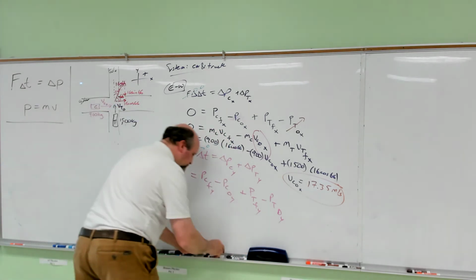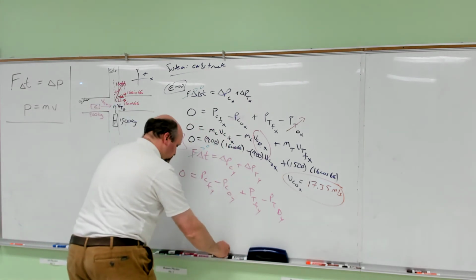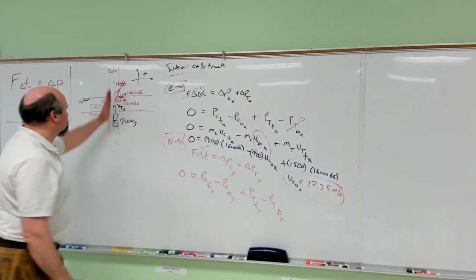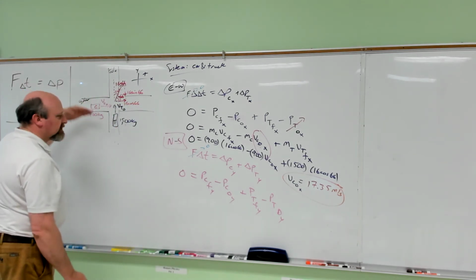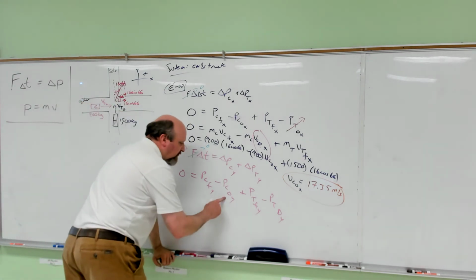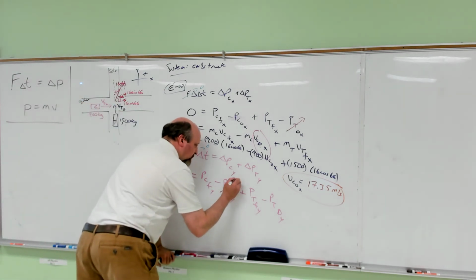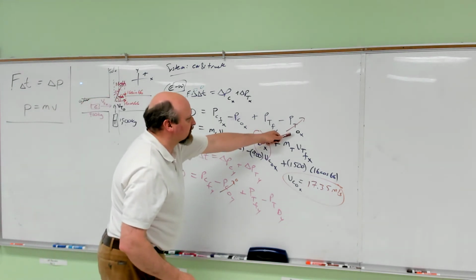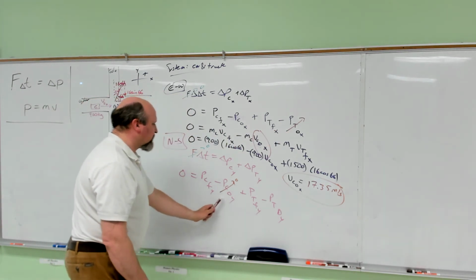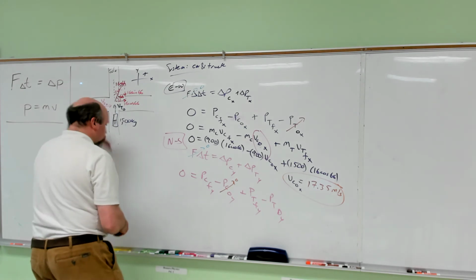Are any of these terms zero? You say, look at the car. At the start, did the car have a vertical momentum? No, it didn't. The vertical momentum of the car at the start is zero, so that term drops out. Just like the truck didn't have a horizontal momentum at the start, the car doesn't have a vertical momentum at the start. It's heading straight east.